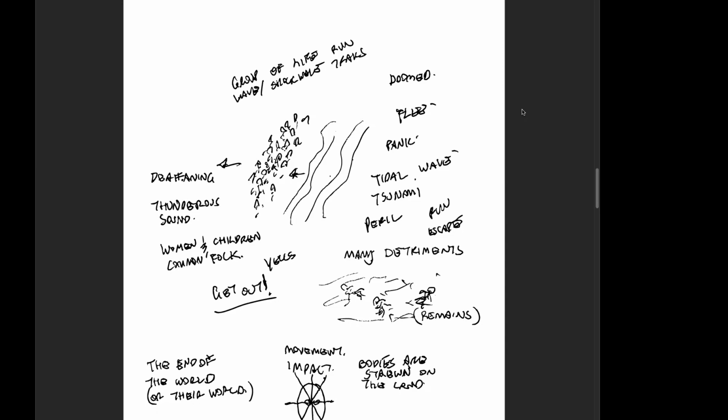My next visual capture here was I see a group of life running away as there's like a huge wave, a tsunami, tidal wave that is trailing behind them. Deafening, thunderous sounds. Women, children, and common folk are running, yelling, trying to get out. They're doomed. Panic, tidal wave, tsunami, peril, many detriments. So, I see bodies strewn across the land. There's remains. And this is very much the end of the world, or, the end of their world.